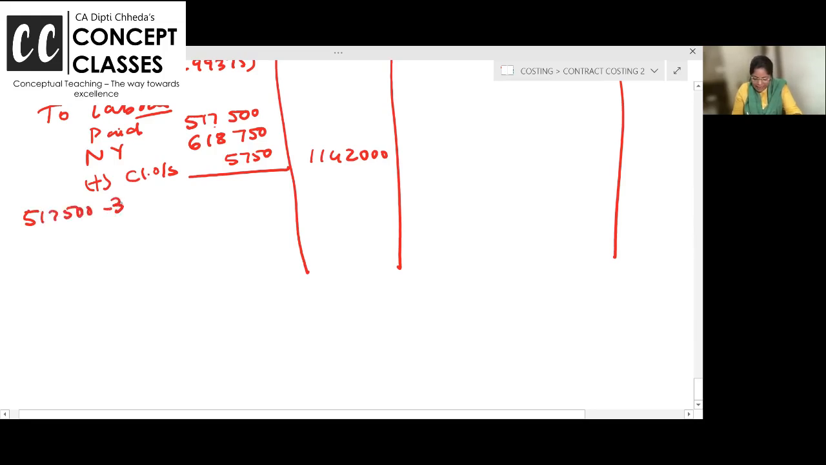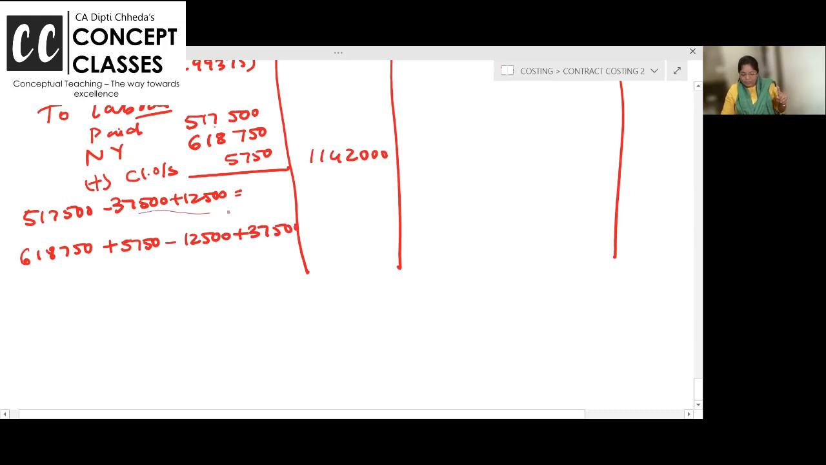517,500 minus 37,500 plus 12,500. Is this the labor for the first year? And for next year, 618,750 plus 5750 minus 12,500 plus 37,500. आराम से करो. जो क्लोजिंग प्रीपेड है वो नेक्स्ट ईयर ओपनिंग हो जाएगा. जो क्लोजिंग आउटस्टैंडिंग है वो नेक्स्ट ईयर ओपनिंग आउटस्टैंडिंग हो जाएगा. So if you do the total of these two also, it should come the same. आराम से करो. 517. Please do it. There's a reason.